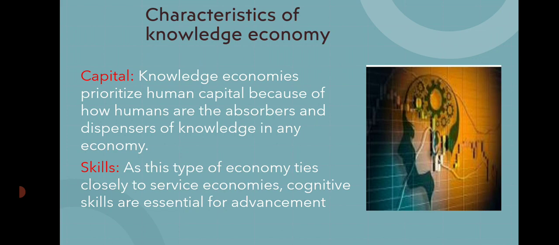Characteristics of the knowledge economy. First, capital. A knowledge economy prioritizes human capital because humans are the absorbers and dispensers of knowledge in any economy. Next, skill. As this type of economy ties closely to the service economy, cognitive skills are essential for advancement.